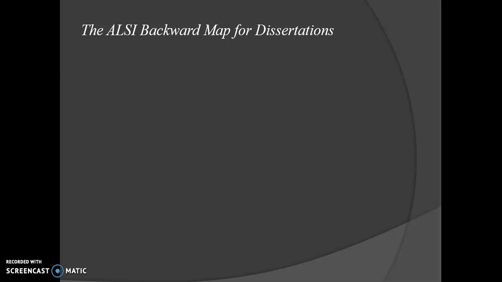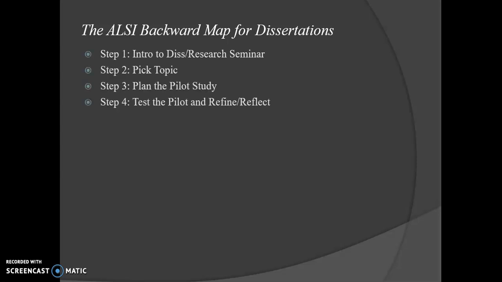So let's go revisit our backward map for dissertations. We took a look at our first 4 steps. Now we're going to add the rest to show you the 10-step path to victory. So step 5, with your chair's guidance, after you've had a pilot and you've made some reflections and you've refined some things, you've rebuilt some things, with your chair's guidance, you're going to go ahead and write chapter 2.